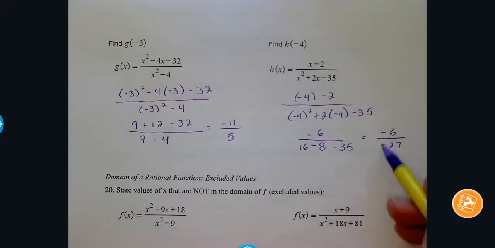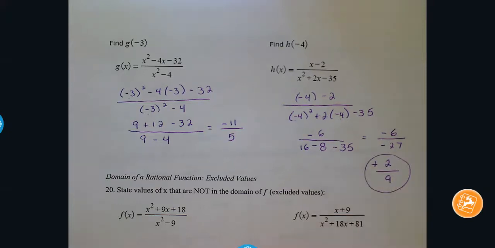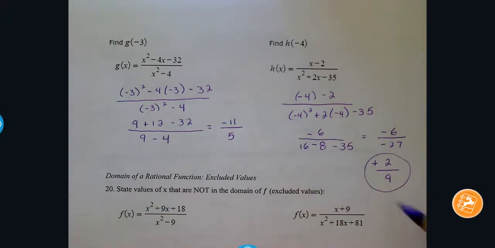Well, they're both negative, so it's a negative over a negative. It's going to be a positive. And can we simplify 6 over 27? Yes, we can. 3 goes into each of them. So 3 goes into 6 2 times, and then 3 goes into 27 9 times. So our answer would be positive 2/9. Make sure you are simplifying your answers at the end.